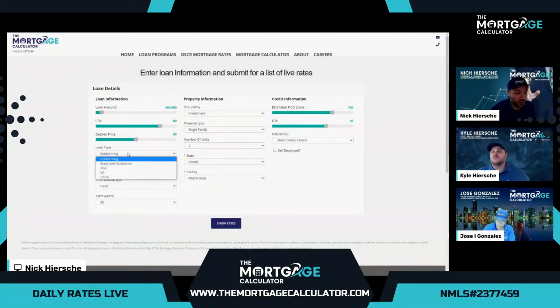So for example, let's do 80 LTV again, same as we've always done, 80% loan, 20% down payment. We're going to do conforming first, and then we'll compare our expanded guidelines options for our investment purchase. So first we'll do conforming, 30-year fixed, everything else is going to stay the same, 760 FICO, 40 DTI for a conventional loan. And let's check out what our conventional investment rates are today.